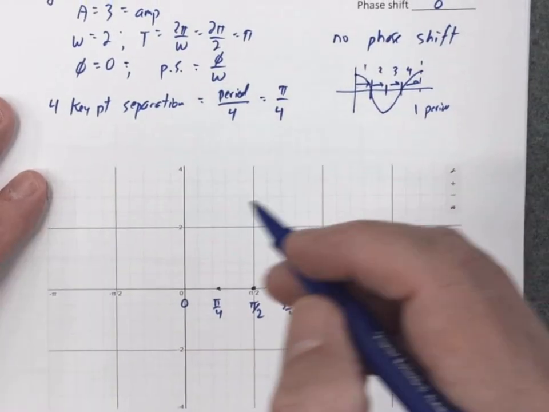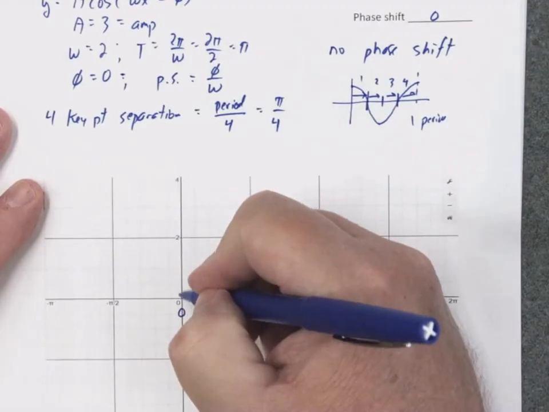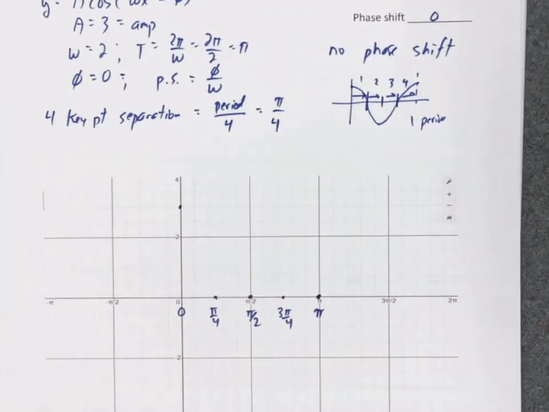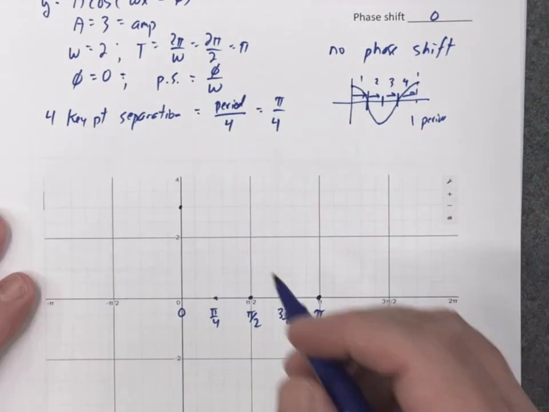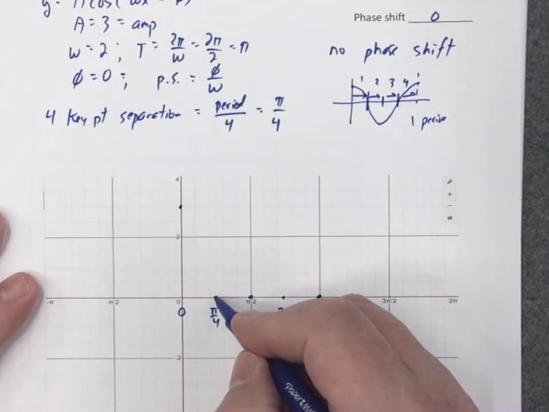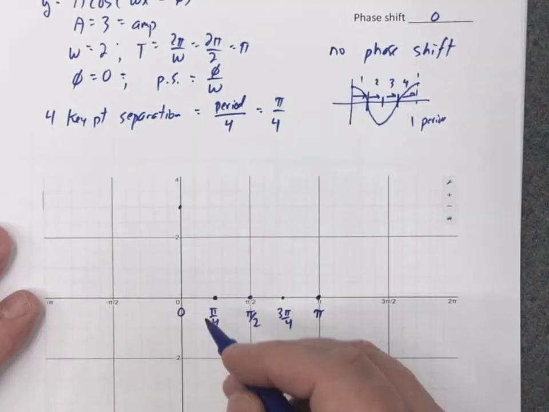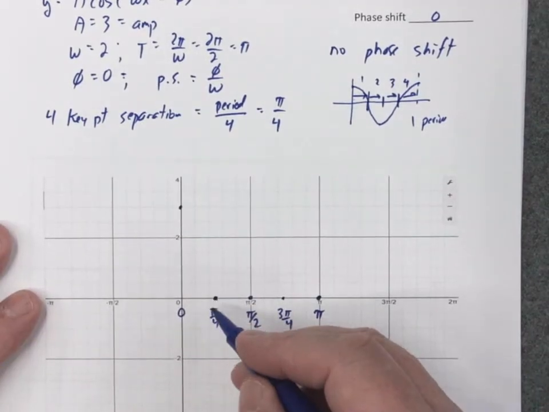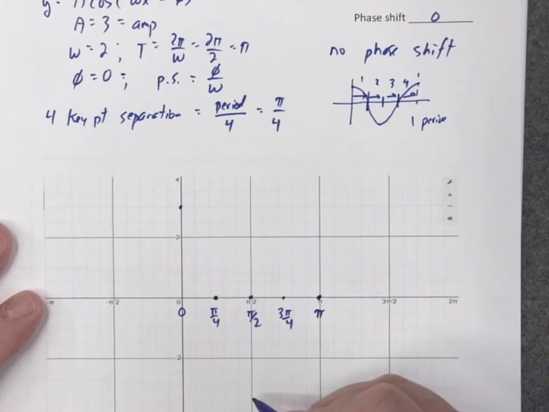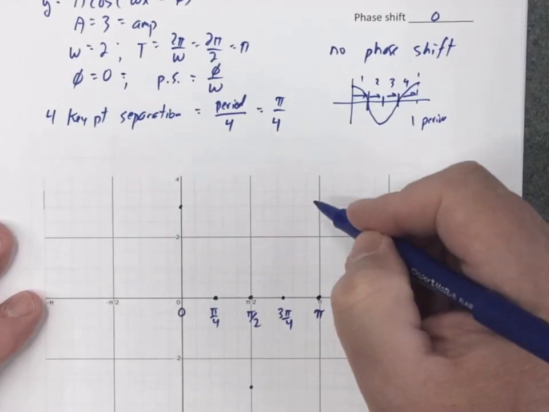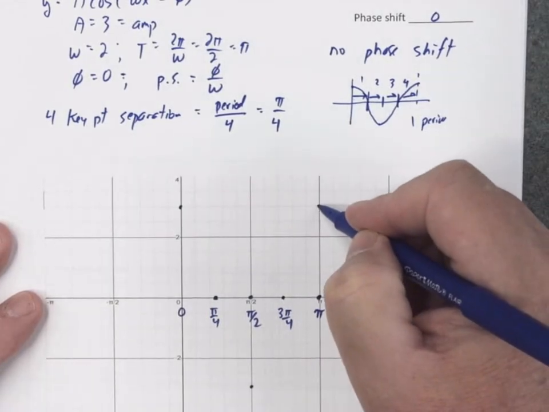Now the amplitude is 3, so 3 is right here. So when the cosine is 0, here's my starting point. And what happens is, at this first point here, it goes to 0. Then at the next point, it goes down to your lowest point. And then you're back here, and then you go back to the high point.